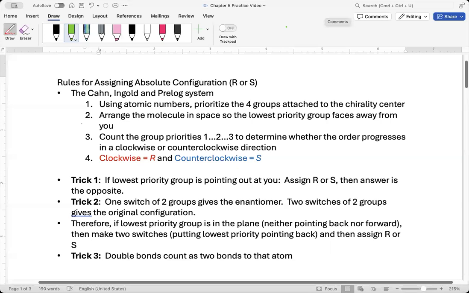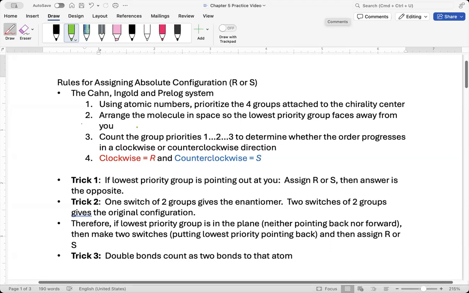Today, we're going to go through some practice problems for Chapter 5. First, we'll go through the rules for assigning absolute configuration. Remember, this is the Cahn-Ingold-Prelog system that we also learned to use for double bonds. So using atomic numbers, we're going to prioritize the 4 groups that are attached to the chiral center.